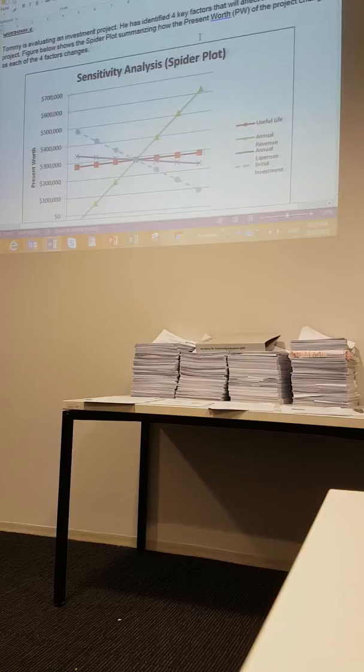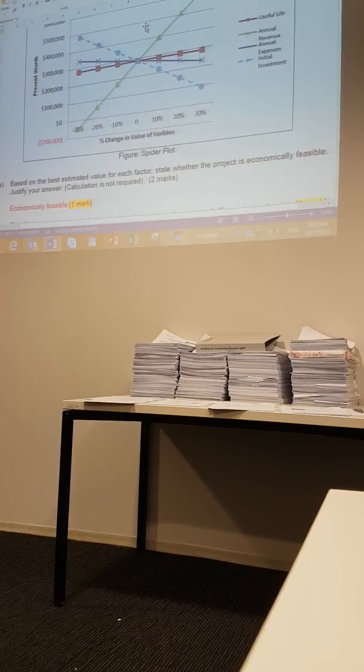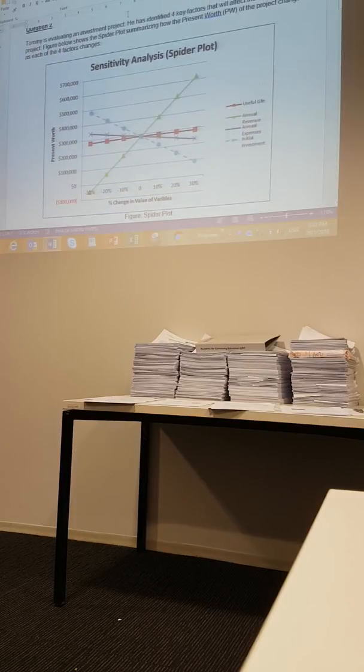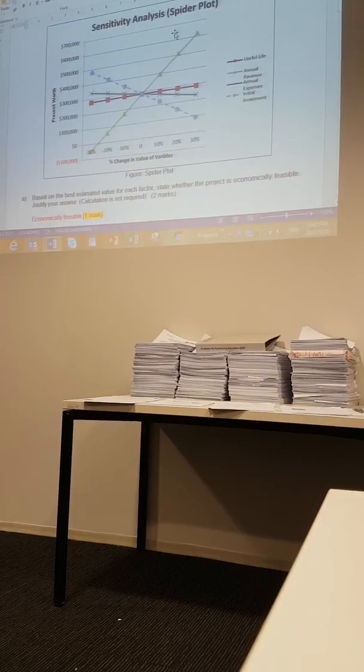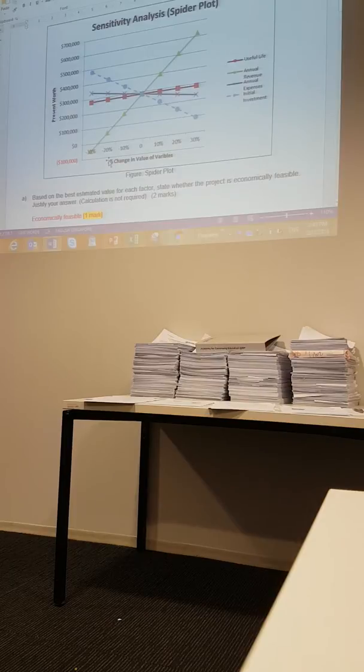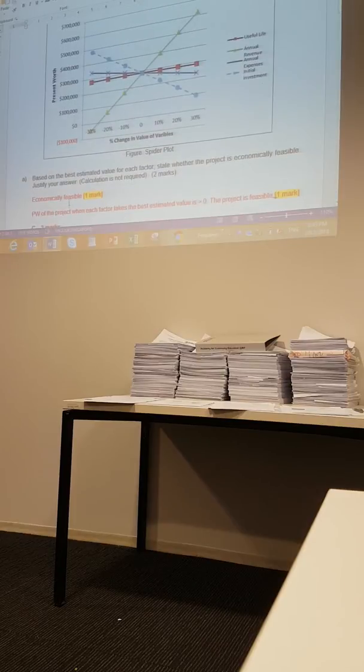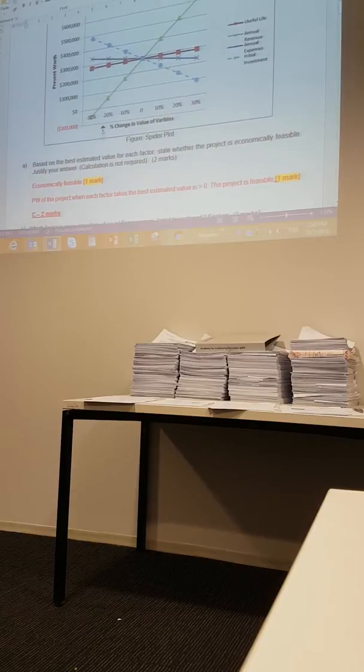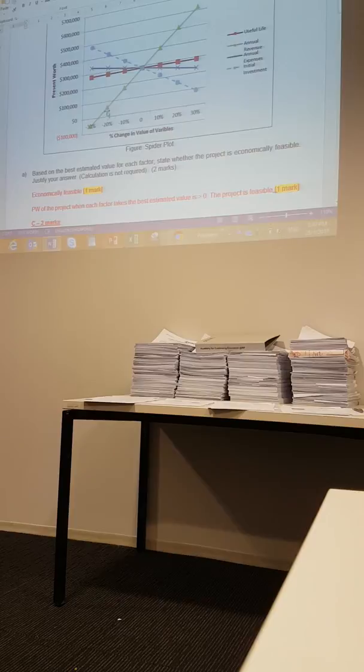Okay, next one, sensitivity analysis. Based on present worth, is the project economically feasible? How to see? Look at the 0% one. What is the present worth? 300,000. Positive or negative? Positive, so it's economically feasible. Even at negative 20%, it is still above 0. You see, the 0 line is here.